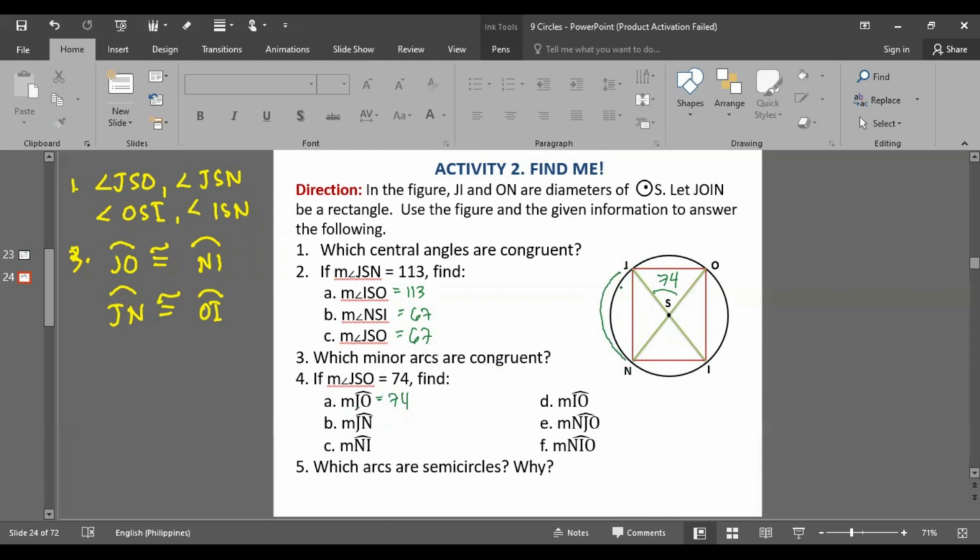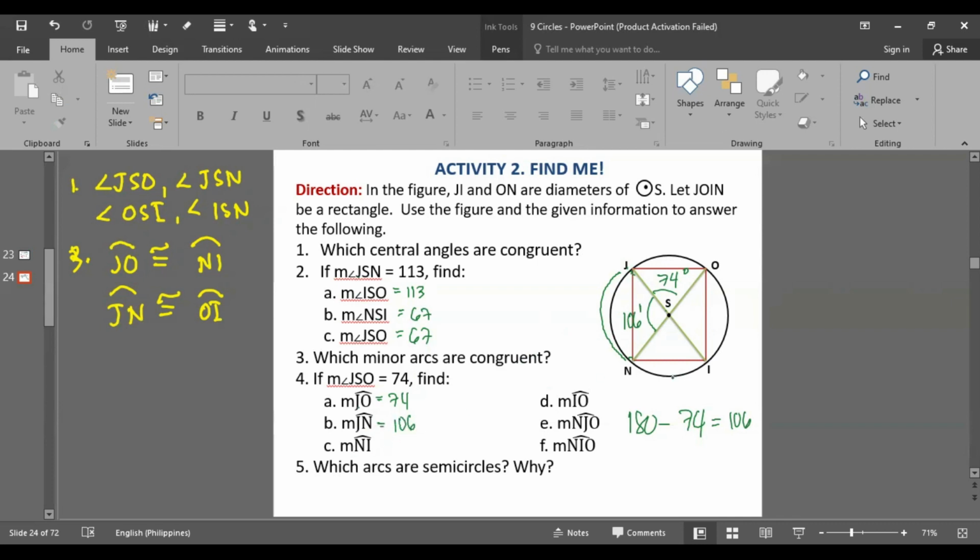We can only know the measurement of arc JN if we find angle JSN. And how are we going to do that? Subtract 74 from 180. It's 106. Therefore, angle JSN is equal to 106 degrees. Okay, and it is equal to its intercepted arc JN. So this is also 106.